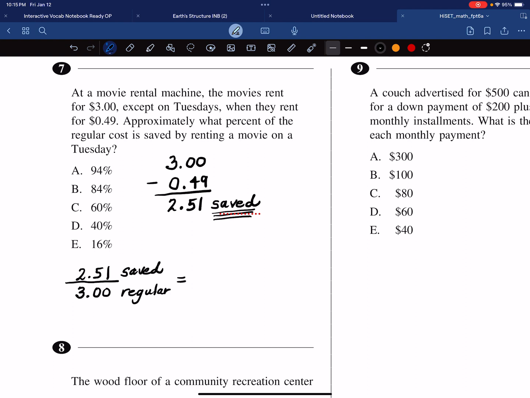So in my calculator, I would say $2.51 divided by $3. And that is not an equal amount, so let me change my notation to be approximately 0.836, repeating, or about 84%. That is a very good savings. So if I were doing this just for myself, this is the way I would do it.